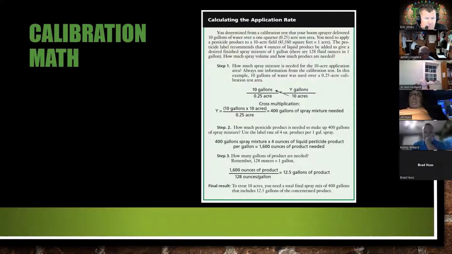But we've determined from our test that our boom sprayer delivers 10 gallons of water over a 1/4 acre test area. You need to apply a pesticide product to a 10-acre field. We know that there's 43,560 square feet in an acre. And the pesticide label recommends that 4 ounces of liquid product be added to give a desired finished spray mixture of 1 gallon. There's 128 fluid ounces in a gallon. How much spray volume and how much product is needed? Now, so there's 2 questions right there. What is our spray volume and how much product is needed?